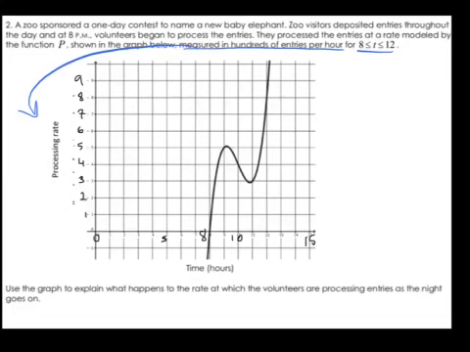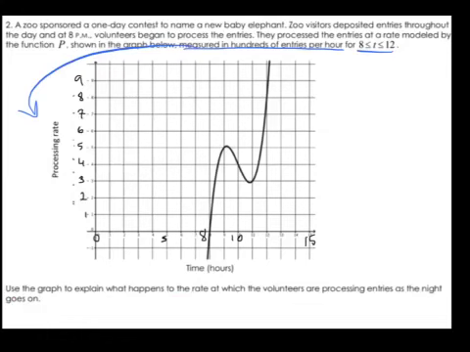And the question asks us to use the graph to explain what happens to the rate at which the volunteers are processing entries as the night goes on. And I want to think about this real quick, and I want to put this in my own words. So I want you to just pause for a second and put this question in your own words. What are you trying to figure out?